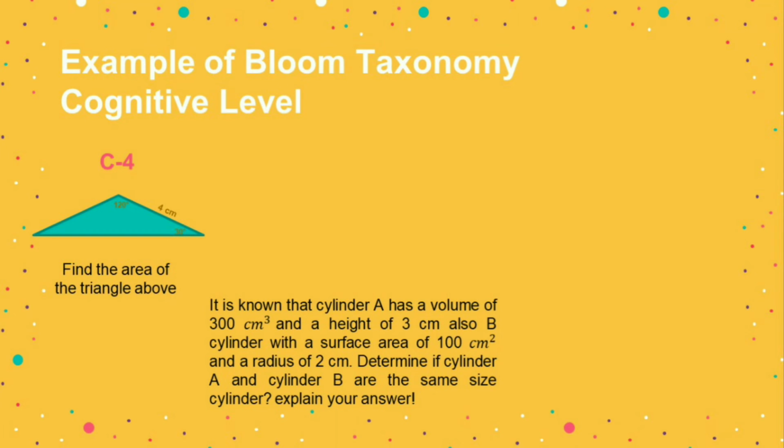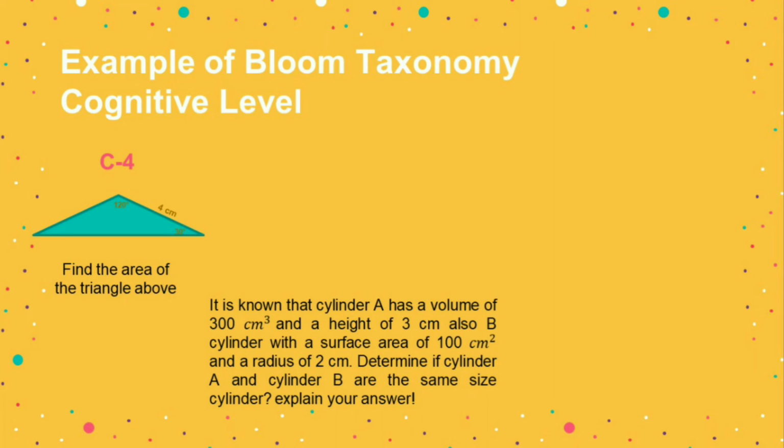The question is, it is known that cylinder A has a volume of 300 centimeters cubic and a height of 3 centimeters. Also, cylinder B with a surface area of 100 square centimeters and a radius of 2 centimeters. Determine if cylinder A and cylinder B are the same size cylinder. Explain your answer. A problem requires a decision.